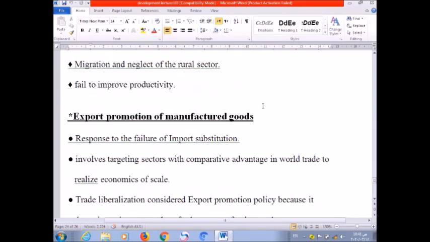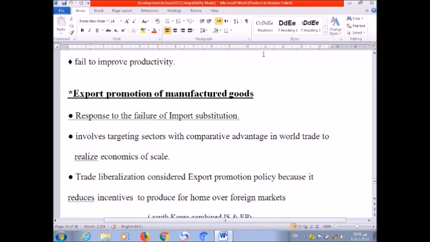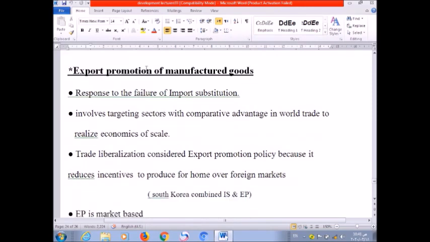The second strategy, export promotion of manufactured goods, responds to the failure. Because of the failure of import substitution, we respond with export promotion. It involves targeting sectors with comparative advantage in world trade to realize economies of scale. Trade liberalization is considered an export promotion policy because it reduces the incentive to produce for the domestic market rather than the foreign market, like South Korea.